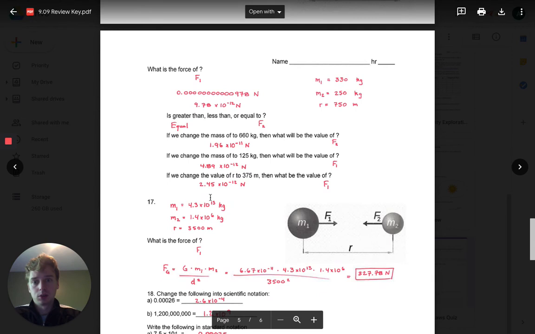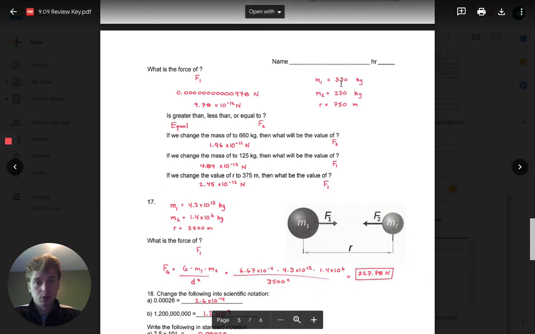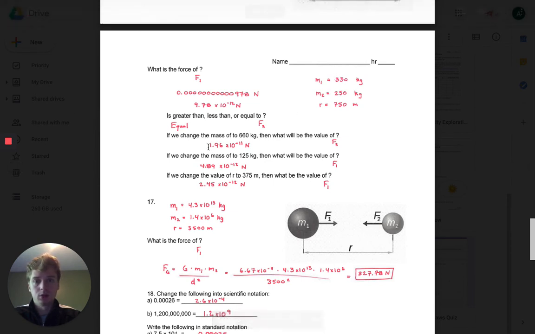So if we change the mass to 660, in other words, we double one of the masses here, what would happen to the value? You would notice that it just doubles. It goes from 9.78 times 10 to the negative 12 to 1.96 times 10 to the negative 11th.